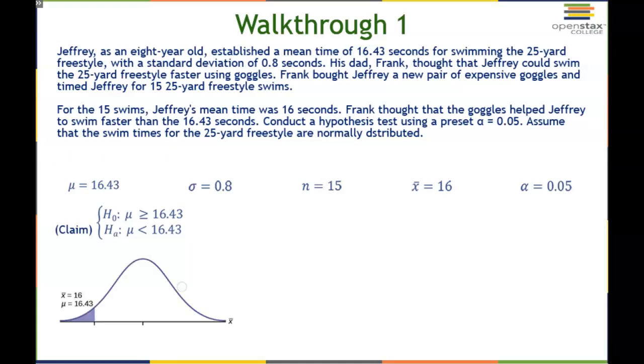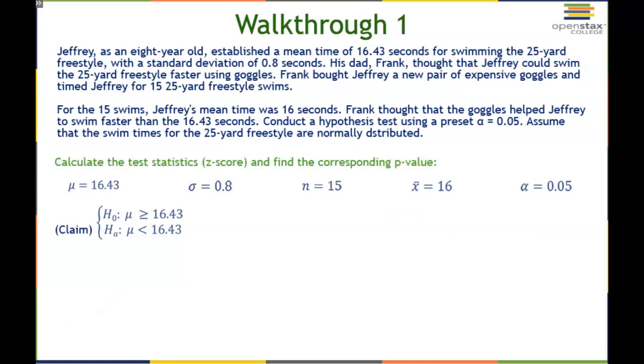Now, putting all this information together, we have a mu, we have a sigma, we have our H0, we have our HA. This is a normal distribution where standard deviation is known, and therefore we're going to do a z-test for a single population mean.